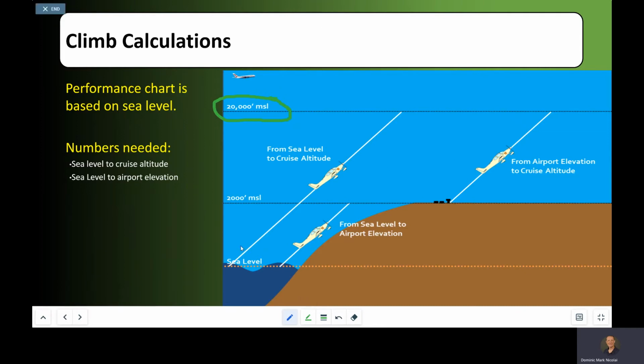So what we need to do is find 2 sets of numbers. First of all, what is the amount of time to go from sea level to 20,000 feet? In addition, we've got to find the time, fuel, and distance from sea level up to the airport elevation. And now it's the difference between those 2 sets of numbers that gives us the answer to the question.